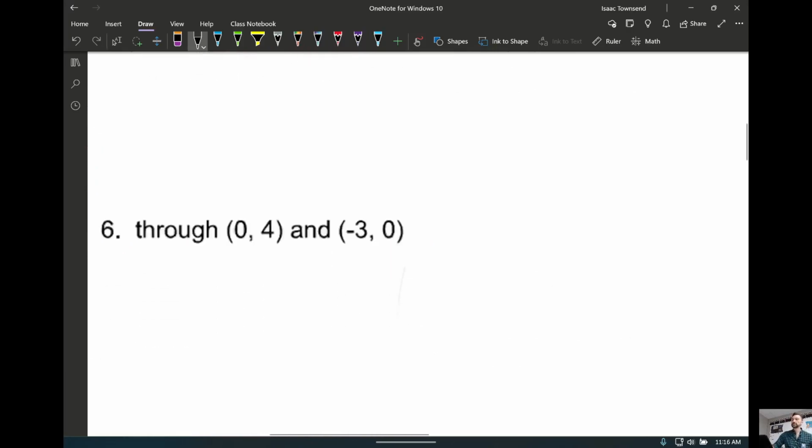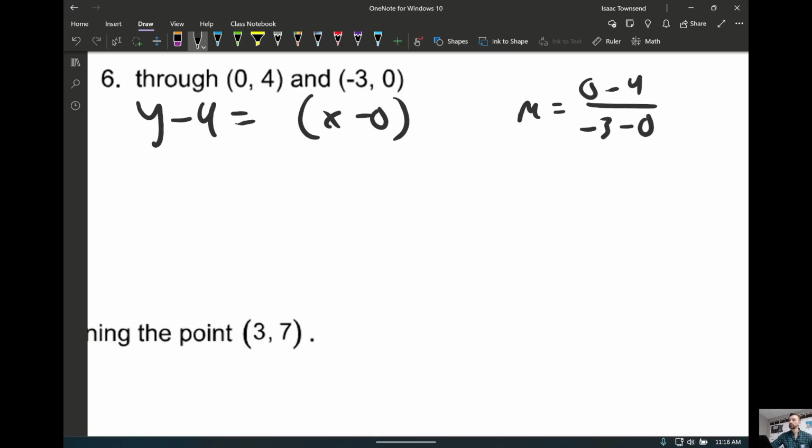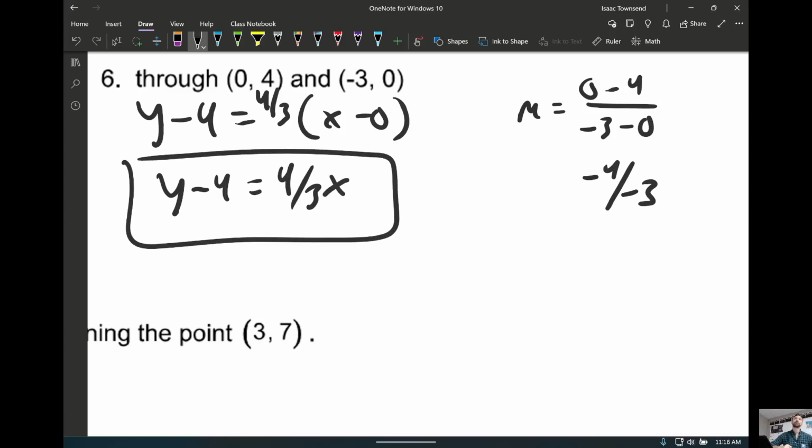Okay, question 6, basically the same idea. Plug in a point into x1, y1, subtract the y values over subtract the x values to get the slope, 4/3. And the only thing I would probably have done here is subtracting 0 doesn't do anything, so I probably would have stopped here. If you want to add the 4 over to put it in slope-intercept, then that's fine, I guess, but there's no need to. So those two are basically the same thing.